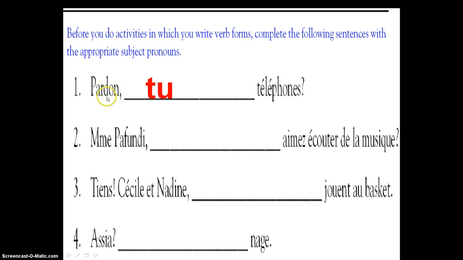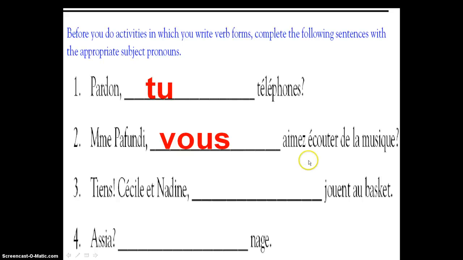Now let's check the next one. Madame Pafundi, aimer écouter de la musique. Which one ends with EZ? Vous, yeah, you notice vous is EZ, so vous aimez écouter de la musique. So Mrs. Pafundi, you like to listen to music?